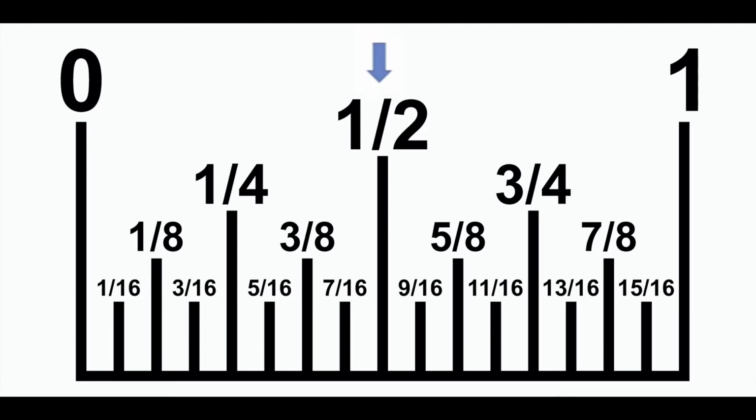The longer line at the midpoint between 0 and 1 inch is the half-inch mark. Between the half-inch and 1 inch, the next smaller line shows a 3/4 inch mark. Between 3/4 of an inch and 1 inch, the next shortest line is the 7/8 inch mark. The smallest line between each 1/8 inch mark is the 1/16 inch mark.